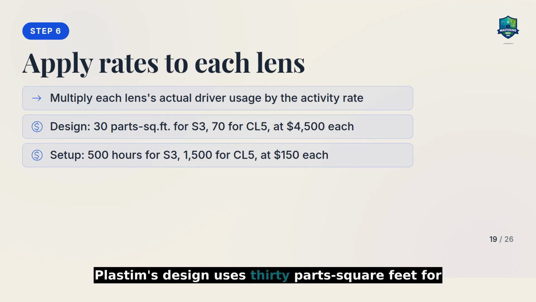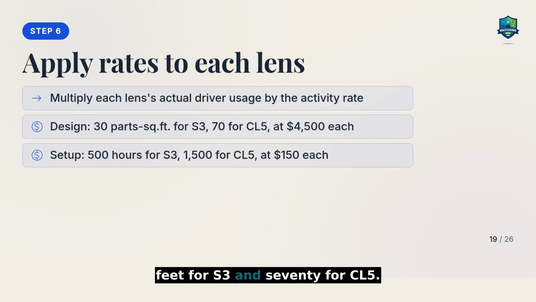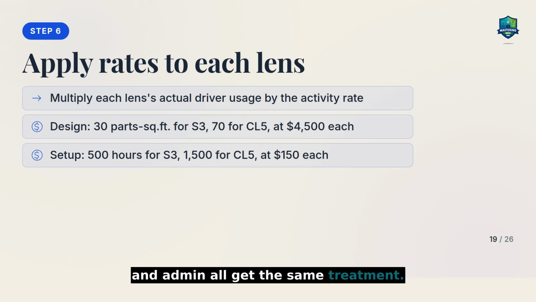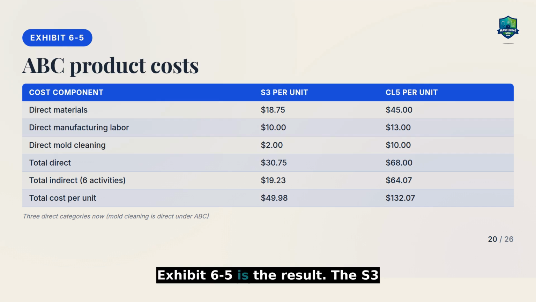Plastim's design uses 30 parts square feet for S3 and 70 for CL5. Setup uses 500 S3 hours and 1500 CL5 hours. Machine ops, shipments, distribution, and admin all get the same treatment. Exhibit 6 to 5 is the result.